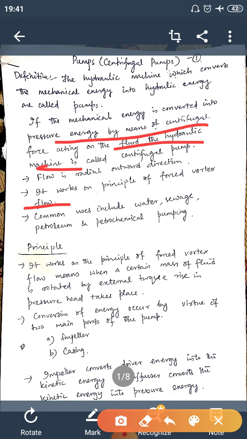What is the working principle of this pump? It works on the principle of forced vortex flow. This means when a certain mass of fluid is rotated by external torque, the pressure rises.